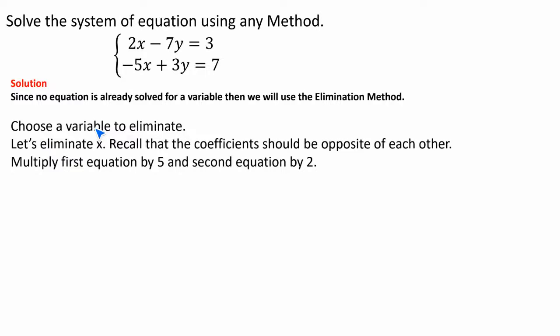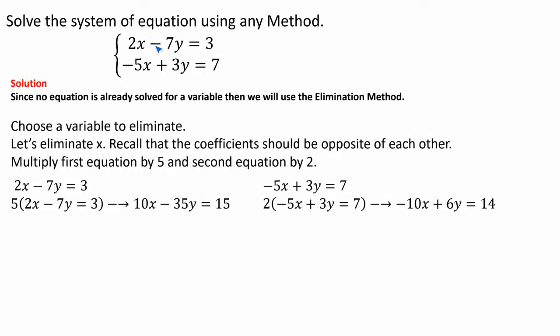Okay, so we need to decide, do we want to get rid of the x's or get rid of the y's? We're going to get rid of the x's. In order to get rid of the x's, the coefficients have to be the same with opposite signs, right? So I need to have the same coefficients. 2, I can never make it a 5, and 5, I can never make it a 2. But if I multiply these together, then this can become a 10 and a 10. So we're going to go ahead and do that.